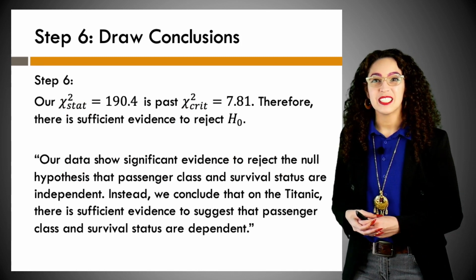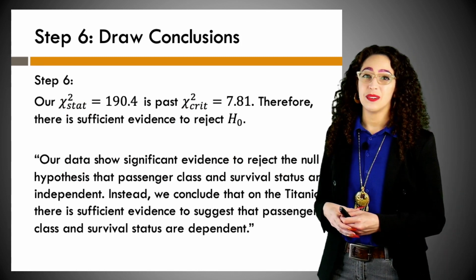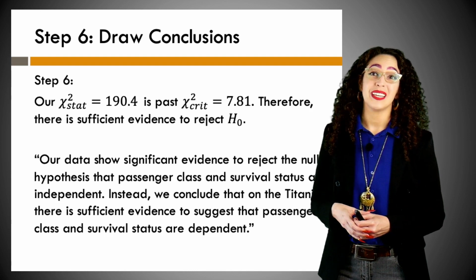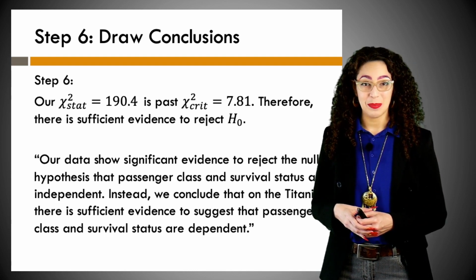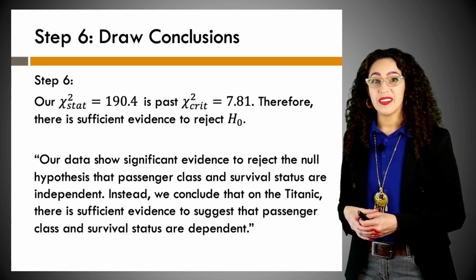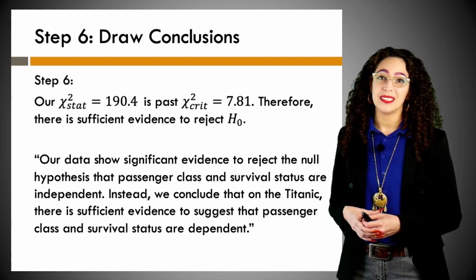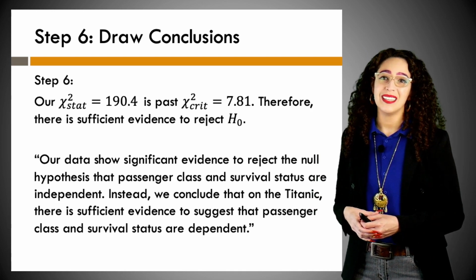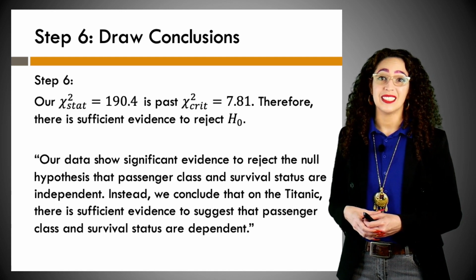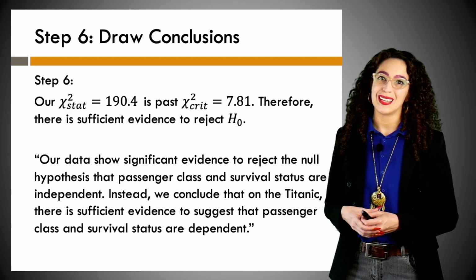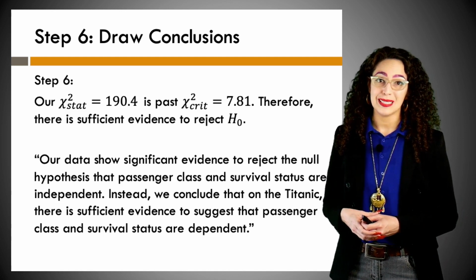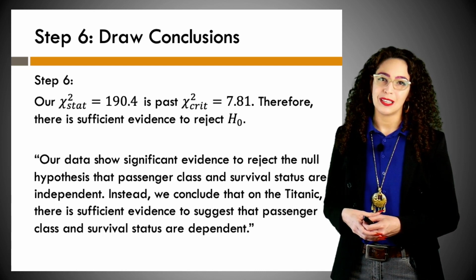So our chi-squared test was 190.4 with a critical value of 7.81. We can totally reject the null hypothesis. Our data shows significant evidence to reject the null hypothesis that passenger class and survival status are independent. Instead, we conclude that on the Titanic, there is sufficient evidence to suggest that passenger class and survival status were dependent. Basically, the richer you were, the more likely you were to survive.